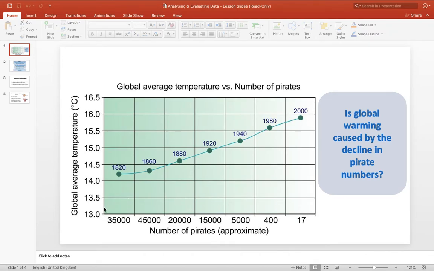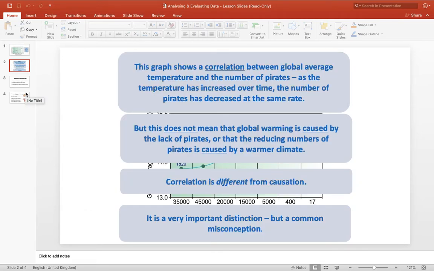If you looked at this graph closely, it was going down in numerical value as you move along the x-axis, while the y-axis showed global temperature, and that was going up. So this graph actually shows that as temperatures increased, the number of pirates has gone down. Just because there is this correlation doesn't mean that global warming is causing the lack of pirates.